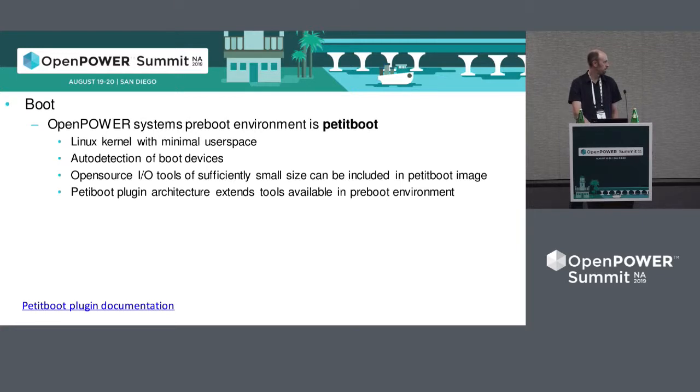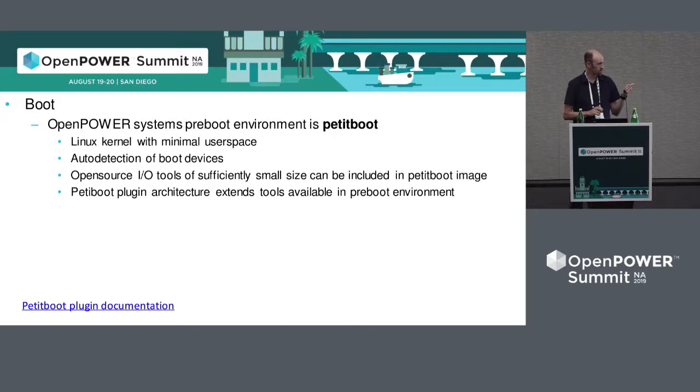All right. Most of you probably know most of this already. In Petitboot, obviously there's the Linux kernel booting there. It does auto detection of the boot devices. For I/O devices, if they have specific tools for managing them, if they're open source and sufficiently small, we can pull those into the Petitboot image. And so they're just available there. You can exit to a rescue shell and access them. We did that with the IPR RAID controller, for example, and we have other tools in there too. And then there's the plug-in architecture.